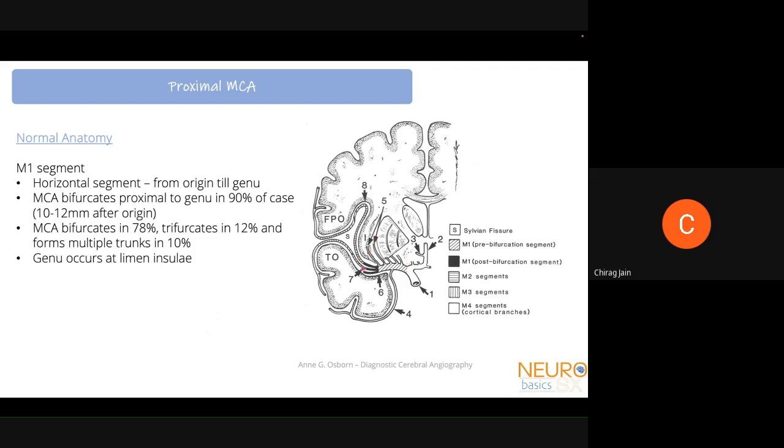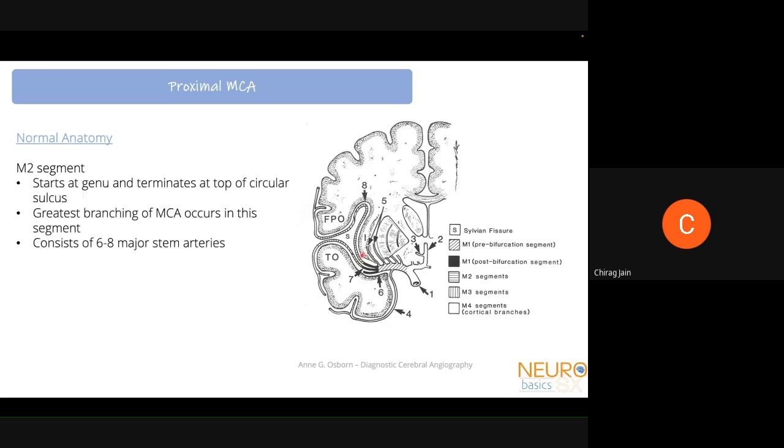Most commonly, the MCA will bifurcate before it reaches the genu itself. In 90% of cases, it usually bifurcates within about a centimeter of its origin. It most likely is going to be a bifurcation itself in 80% of cases. In about 10%, it can form 3 trunks also. And in about 10%, it can even form multiple trunks. Okay, and the M1 segment ends at the genu, and the genu usually happens at the limen insulae.